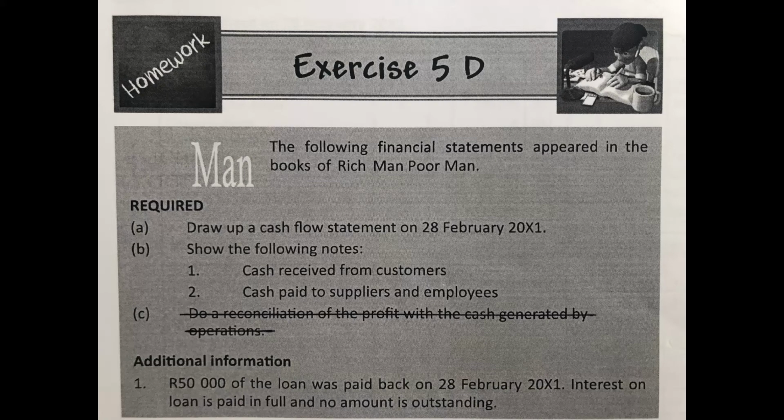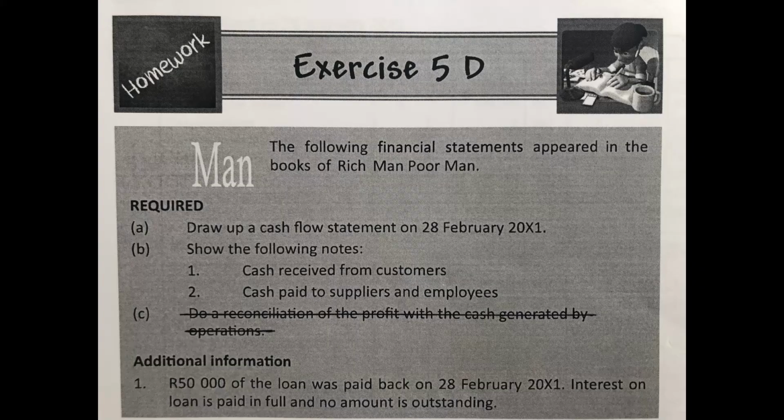Okay, so now I'm going to mark exercise 5D. You'll see there under the required A, B, number C is do a reconciliation of the profit with the cash generated by operations. I'm not going to do that because that is actually method 2, the indirect method to calculate the cash effects from operating activities. And I said to you in the previous lesson that I'm not going to do that. Okay, so I'm just going to delete that number C under required.